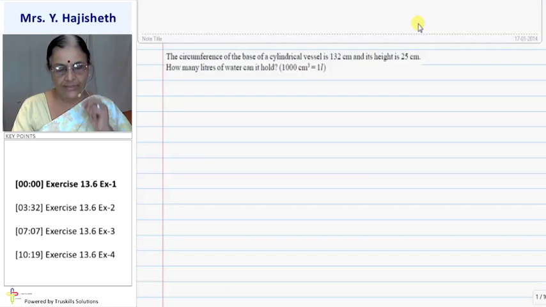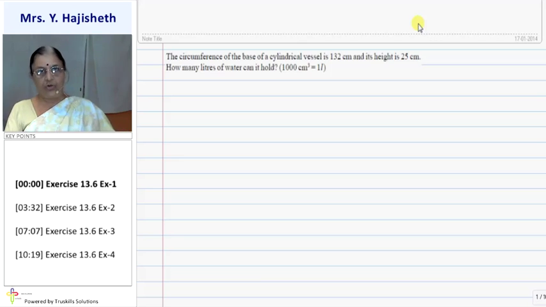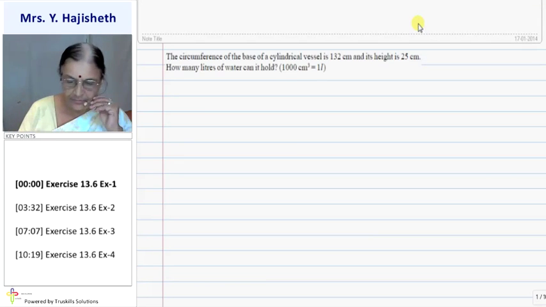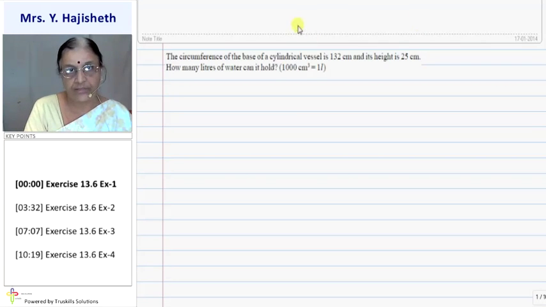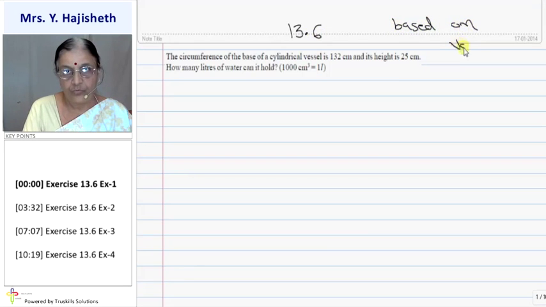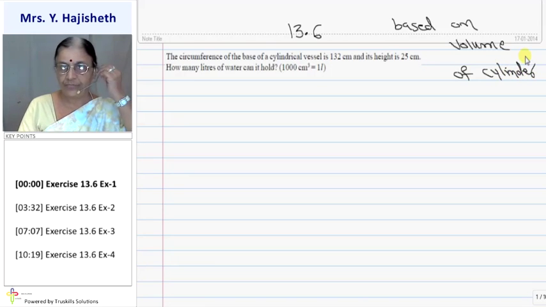Now see, this is your exercise 13.5, based on 13.6, based on volume of a cylinder. Volume of right circular cylinder. This is 13.6, based on volume of cylinder. Okay, what is volume of cylinder? It is area of base into height, so pi r square into h.